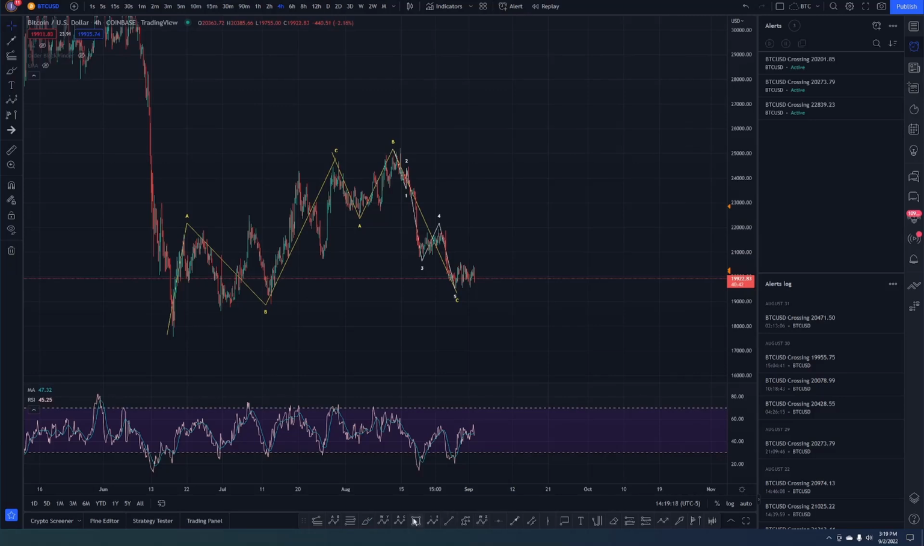That might be supported by the idea that the 4-hour RSI is broken here, guys. The 4-hour RSI is broken, but it is retesting, coming back into the area. It could have been a fake out and now down. Time will tell. So that's idea number one.